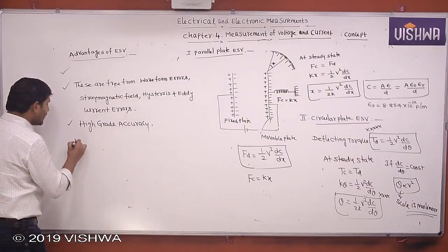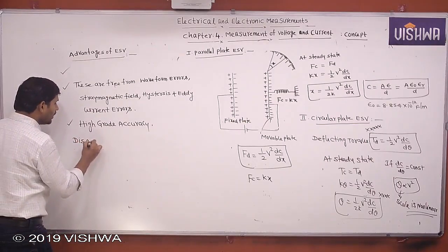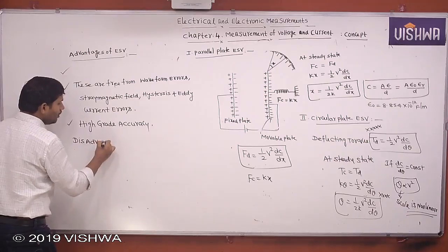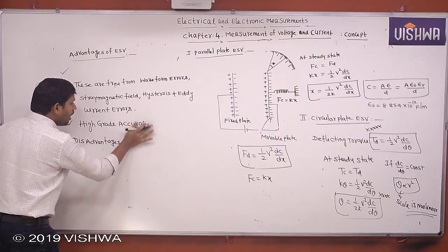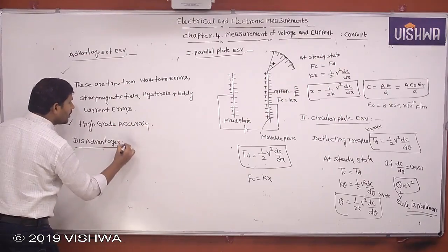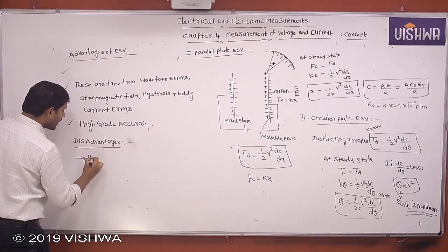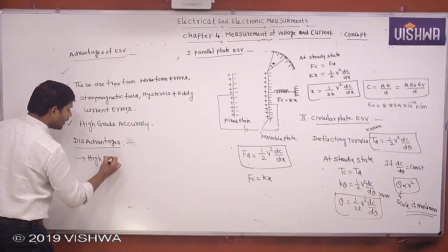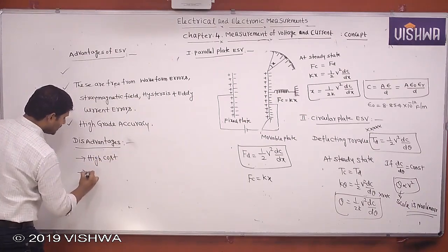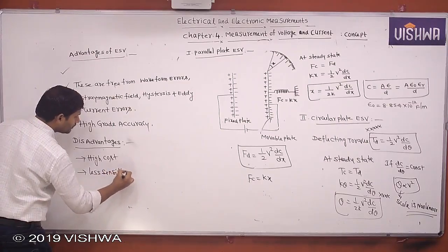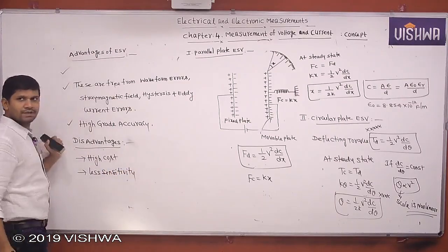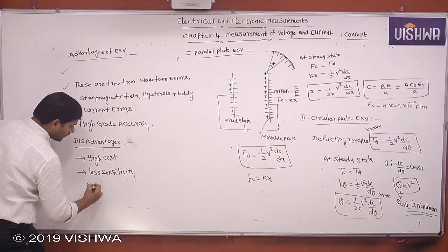Then with respect to the disadvantage point of view, what are the disadvantages of electrostatic voltmeter? Among all the instruments, these instruments are high cost, less sensitivity. These are costly instruments, less sensitivity, more loading effect.